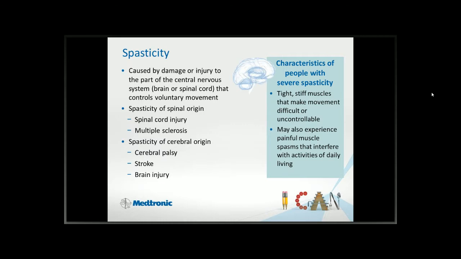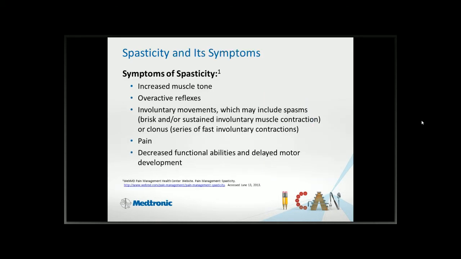Spasticity is a broad description of a primary symptom of damage to the central nervous system. It is caused by damage to a part of the brain or spinal cord which controls voluntary movements. It is most commonly seen in patients with spinal cord injury, multiple sclerosis, cerebral palsy, stroke, or brain injury. Spasticity can look different from person to person, but often results in tight, stiff muscles that make movement difficult or even uncontrollable. Next slide, please, Laura.